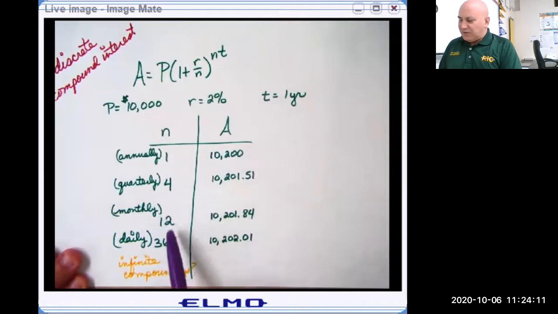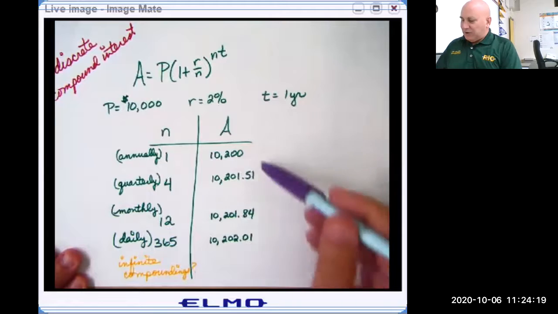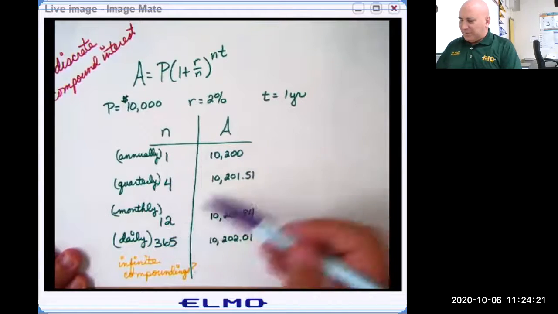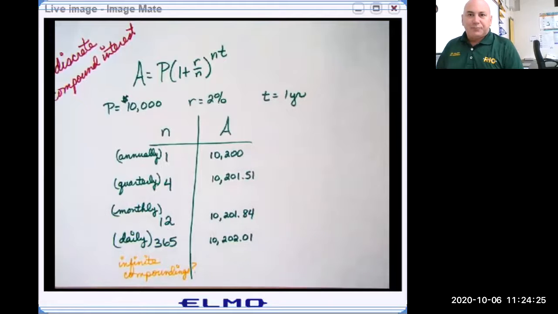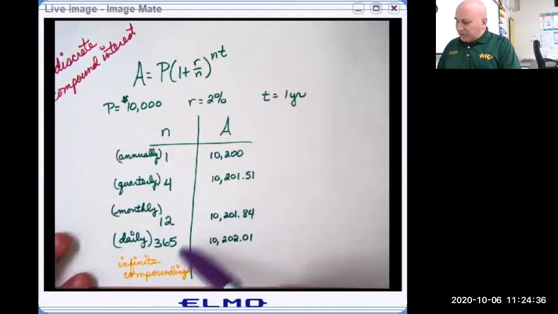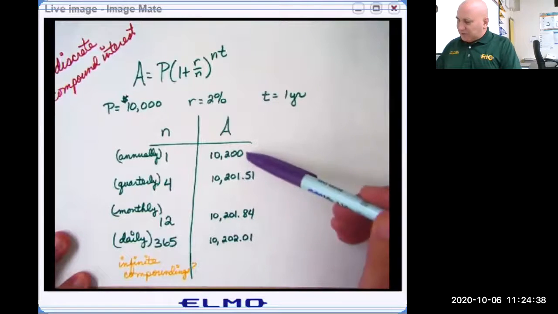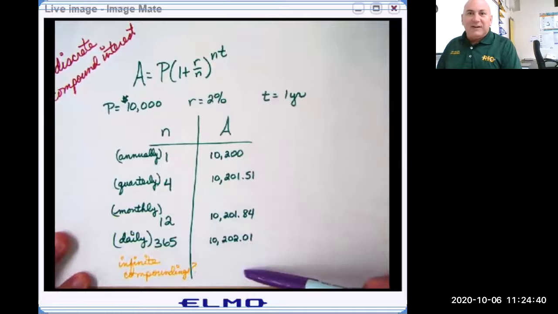What if you get interest every month? Went up again. What if you got interest every day? It went up again. So you can see the more times we compound, the higher your interest is. So does that mean if we had an infinite number of compoundings, in other words, continuously, would our interest go up infinitely?